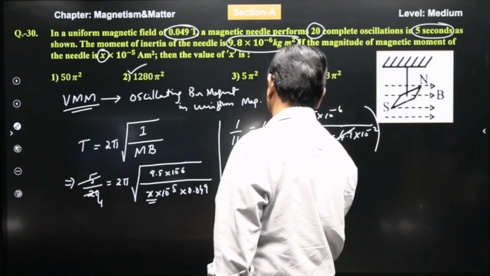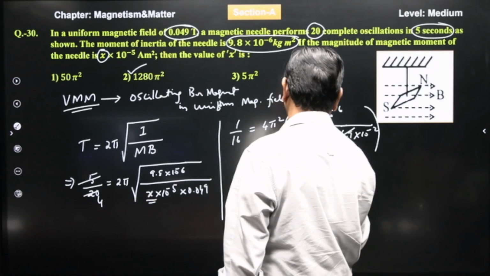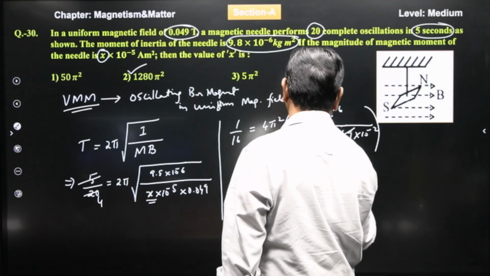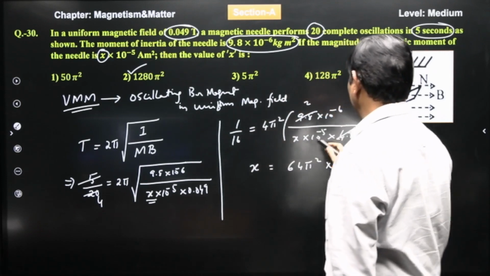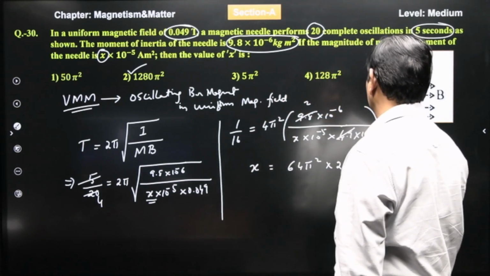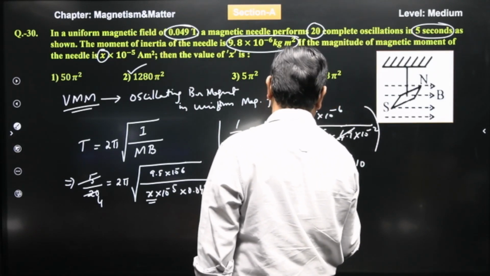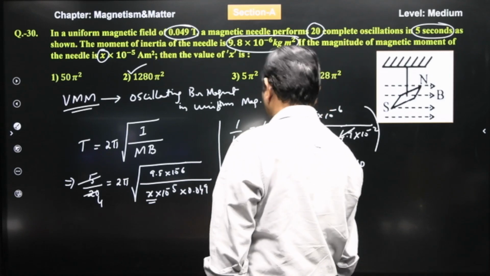you will get x. 16 comes to this side, 16 4s are 64, 64 pi square into 2 into this is 10 power minus 7 denominator, 10 power minus 6 numerator, you will get 10. So, finally, you will get 1280 pi square. This is the value of x.